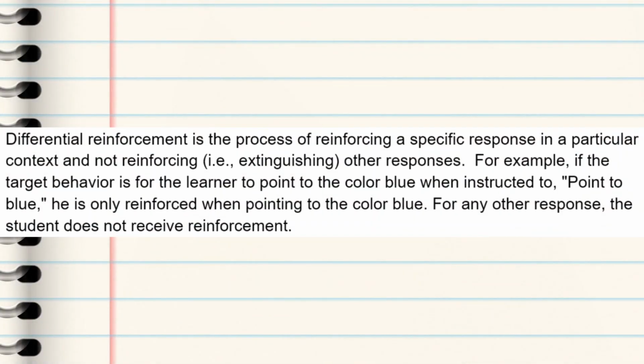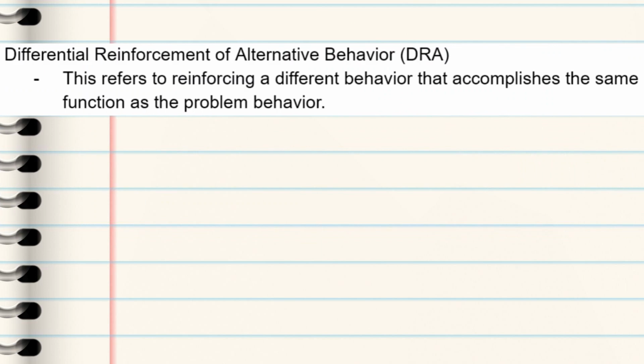Using this is important in helping a learner distinguish between what behaviors should and shouldn't be emitted, and there are various types. The first is differential reinforcement of alternative behavior. This refers to reinforcing a different behavior that accomplishes the same function as the problem behavior. For example, instead of biting fingers, one can bite a chewy.